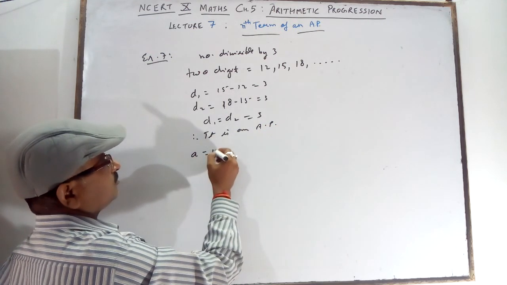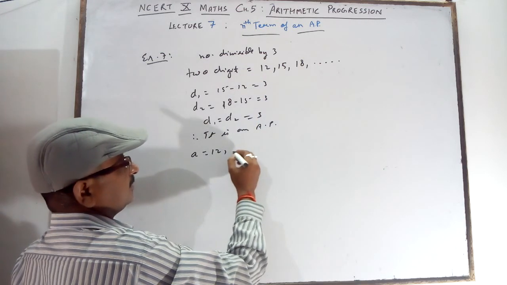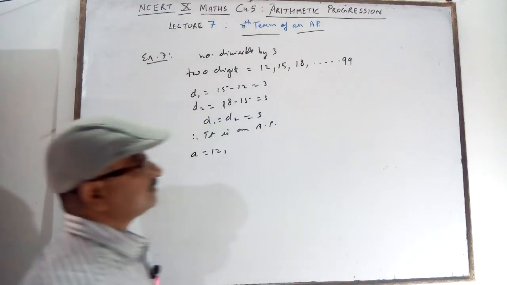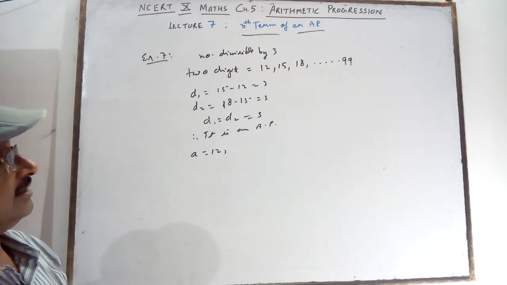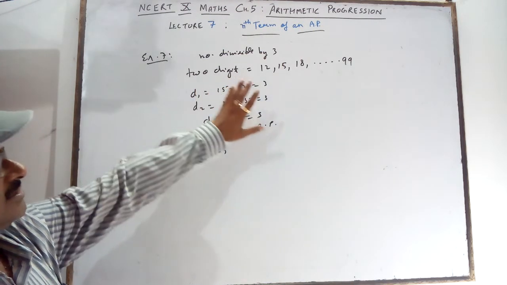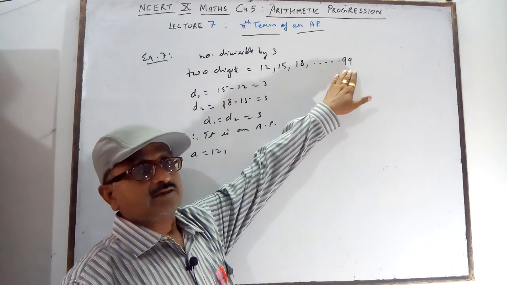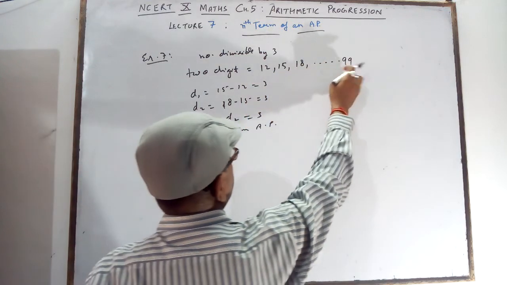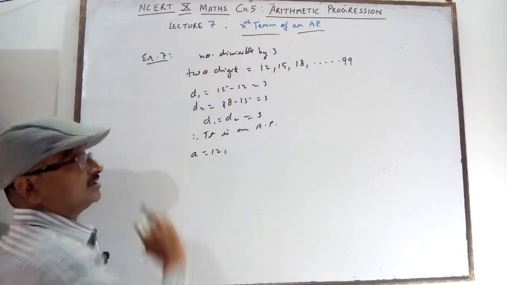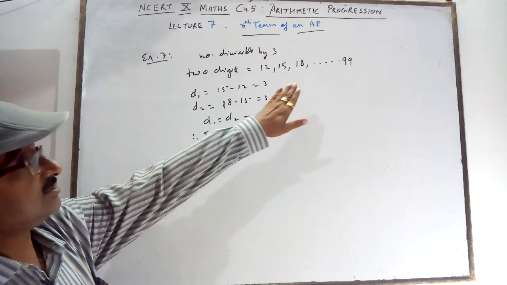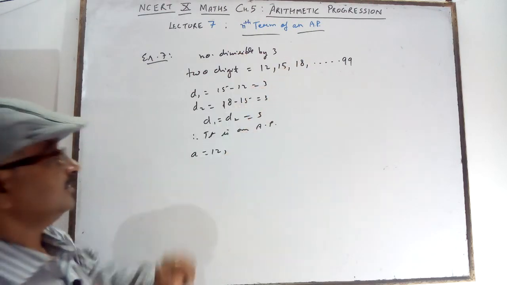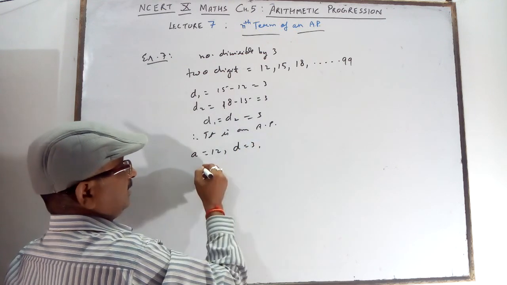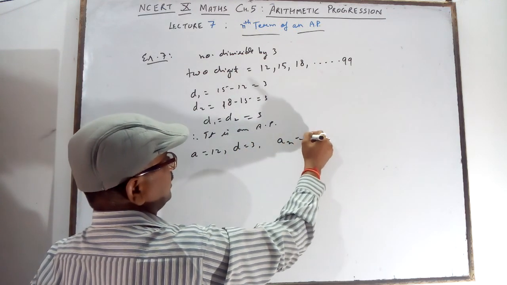So a is equal to 12, and you will write till 99. 3 threes are 9, and after this you get 3-digit numbers: more than 100, 102 will be there. So 12, 15, 18, dot, dot, dot, 99. Your question is about 2-digit numbers divisible by 3, so write till 99. The last number is given: a is 12, d is equal to 3 and an is equal to 99.